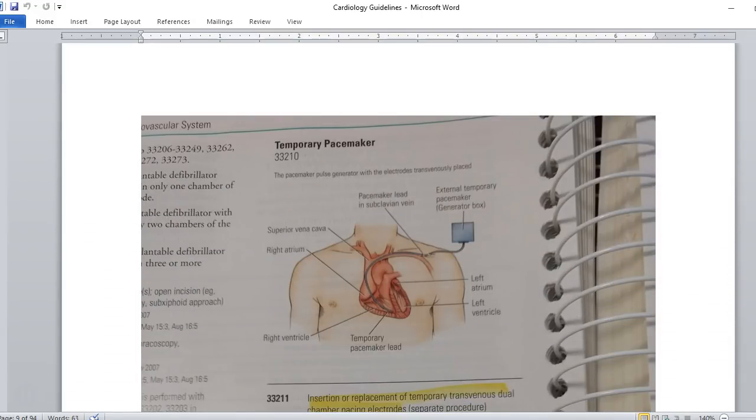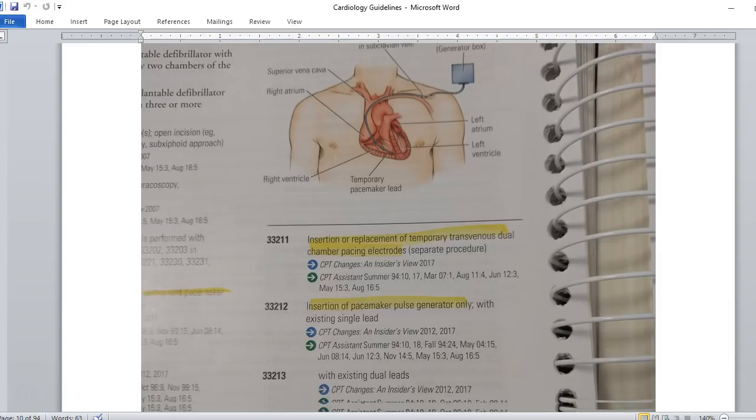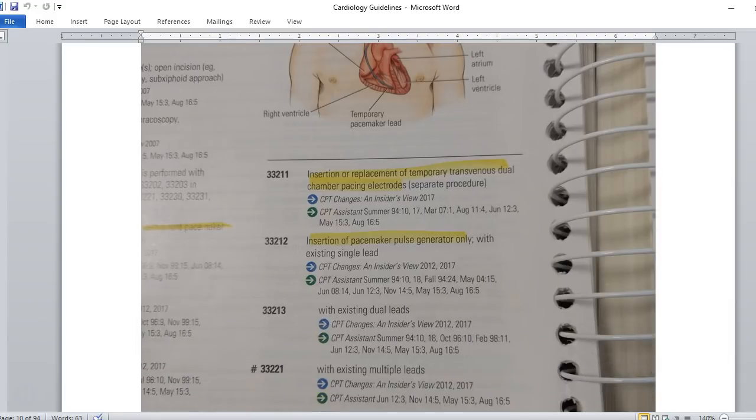Again, this is what the temporary pacemaker looks like. A lot of times this is going to be done in the hospital, in a facility itself. And again, what are we doing? Are we inserting or replacing it? What specifically are we doing? We can see right here, 33212, insertion of a pacemaker pulse generator only with existing leads, or with dual leads, or with multiple leads. Okay, so again, we have the initial insertion, which is a 33206 to 33208.